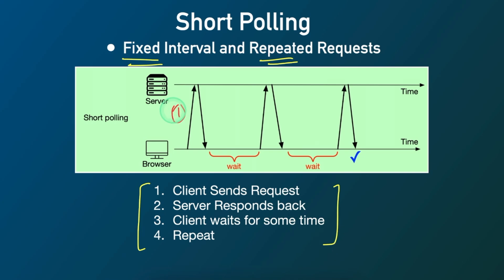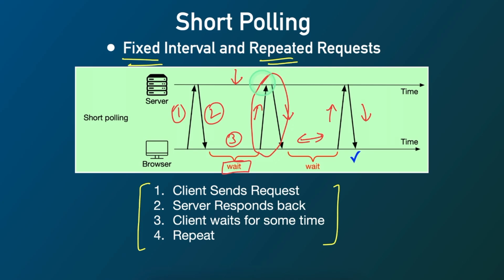The second step is that the server will respond back with some data. The third step is that the client will wait for some time, and finally it will repeat the same process again. So it will again make a request, get the response, wait for some time, and repeat the same. So anytime the data gets updated in between two consecutive requests, the next request should get the new data. So that is the basic idea.